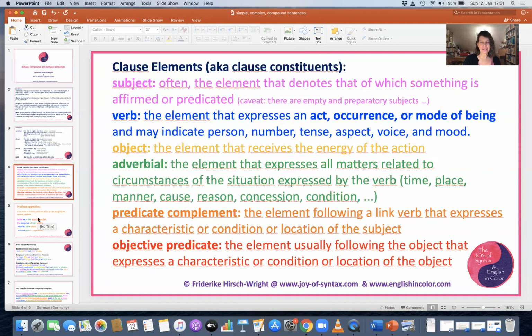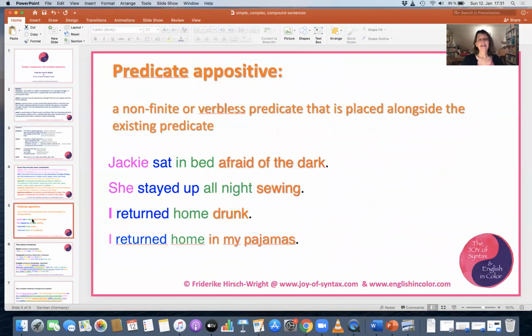And again, this is not a video to explain clause elements. I do have a video about that. I can put the link in the description box. But this is just a little reminder so that we can appreciate main clauses and compound clauses, and simple sentences and compound sentences in a minute. There are such creatures that some people call predicate appositives. Often they are not discussed, but they are a vital part of the English language and also of the German language, by the way.